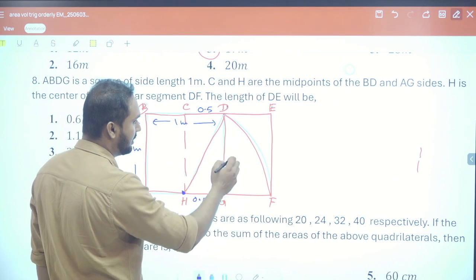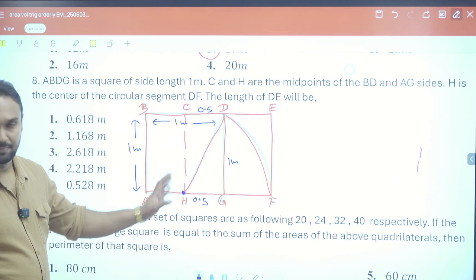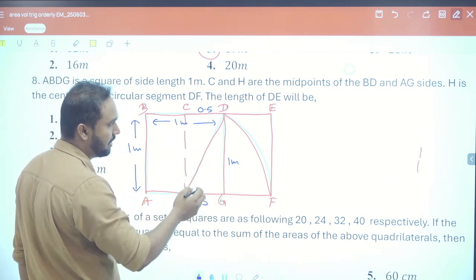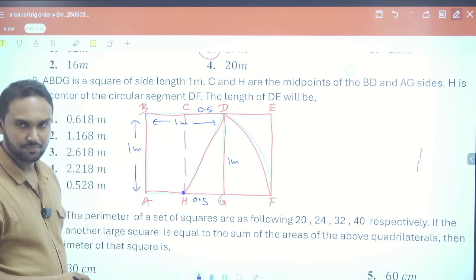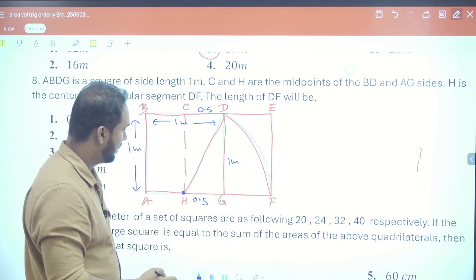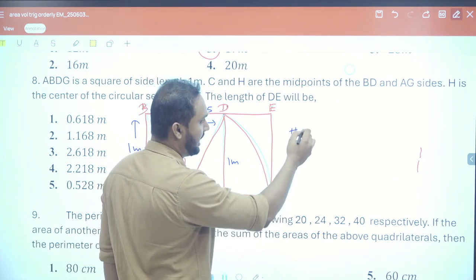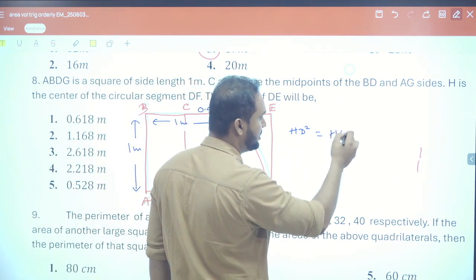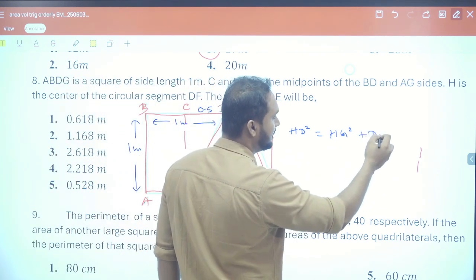Now the side length here is also 1 meter, right? Because it's one side of the square. So this is 1 meter, this is 0.5 meters. Then you have to put Pythagoras to find the HD, which is the radius, right? So I'm going to label this using letters. So HD square should equal HG square plus DG square, right?